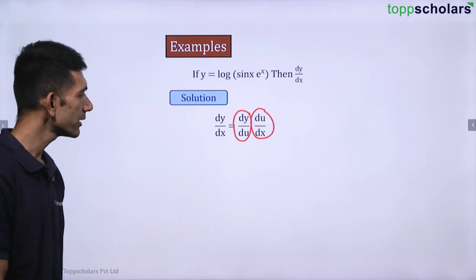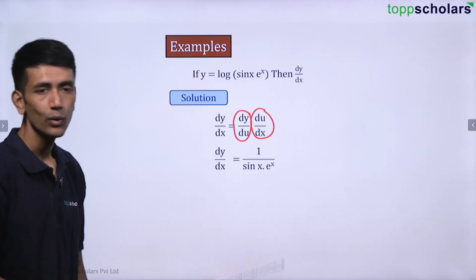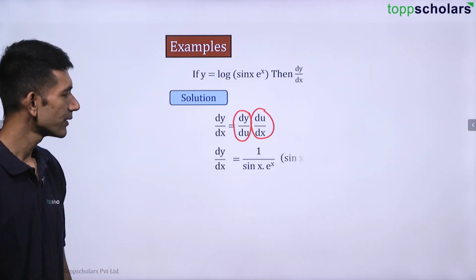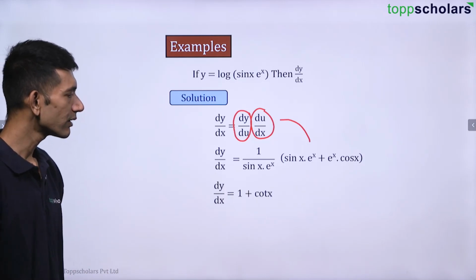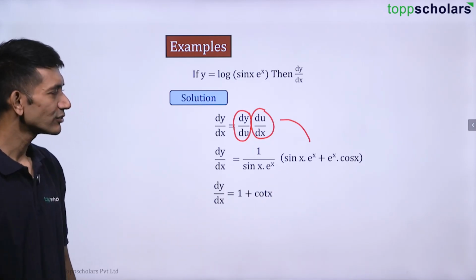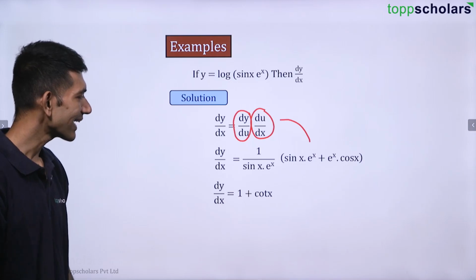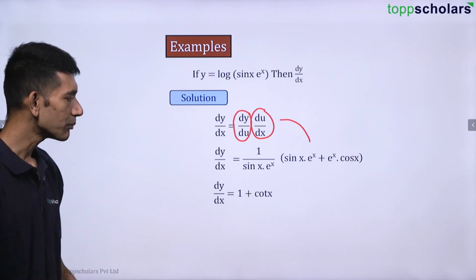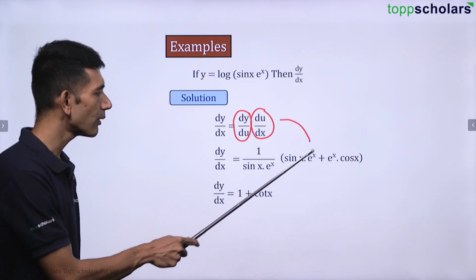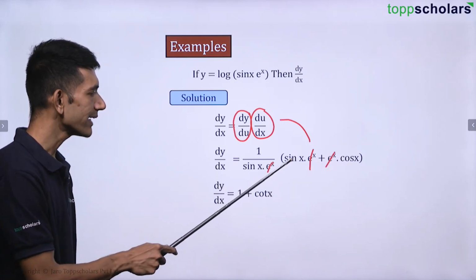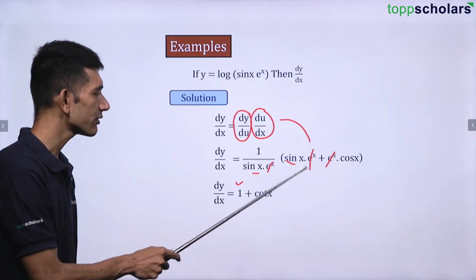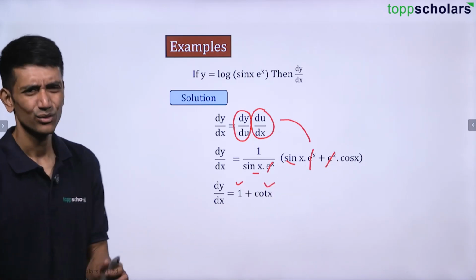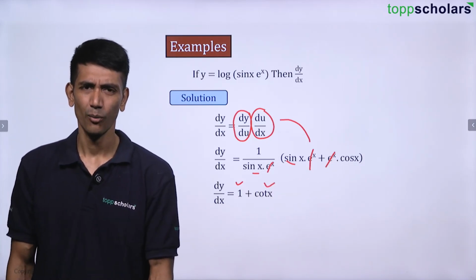Just substitute there. So dy by dx will be equal to 1 by sin x into e raised to x. And du by dx is over here. So once you solve this further, do some cancellations, of course. E raised to x will get cancelled. And then finally you get 1 plus cot x, because e raised to x will come outside. Sin x by sin x will become 1, and cos x by sin x will become cot x. So you know how to solve that. That's not a problem, right?